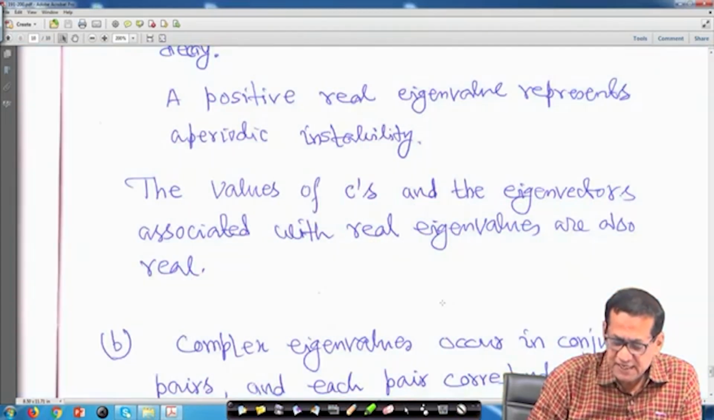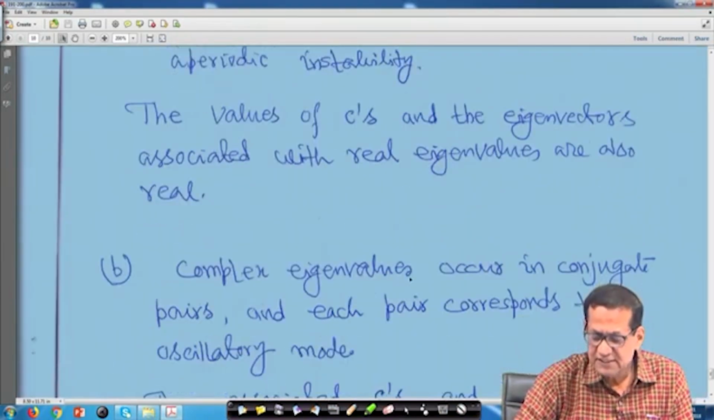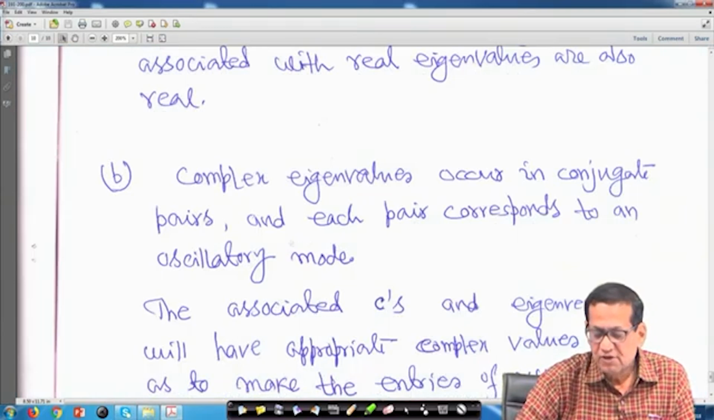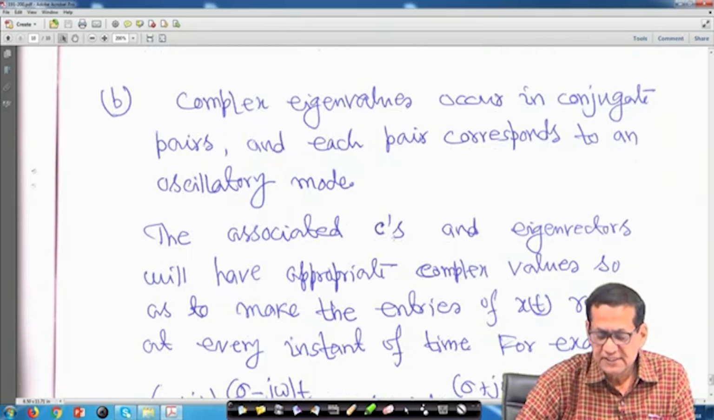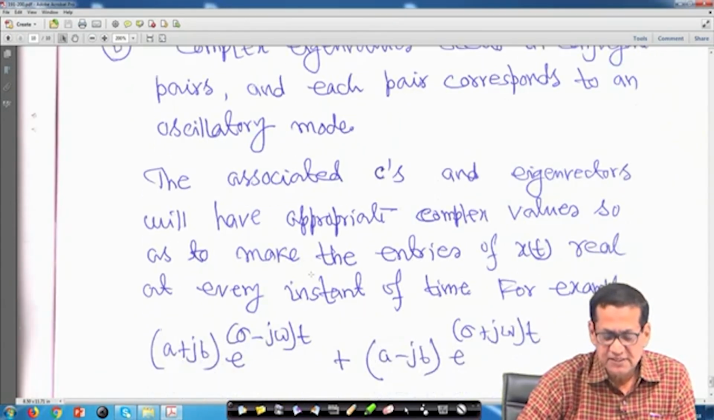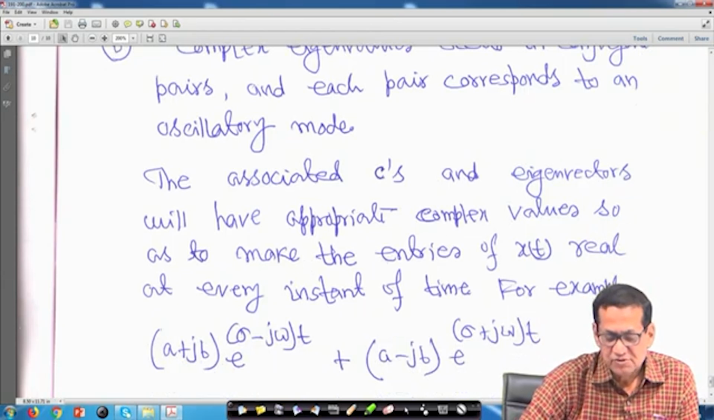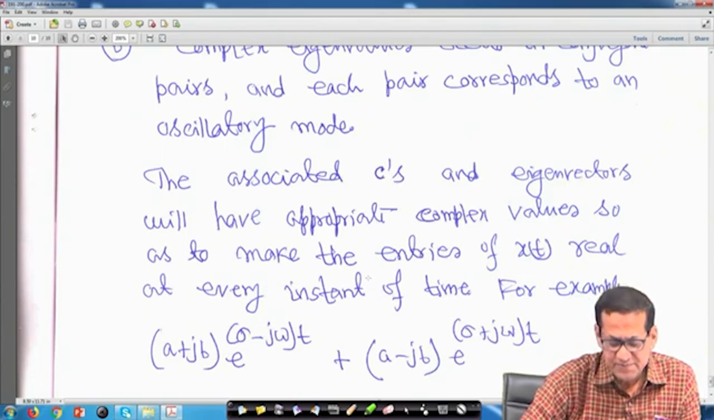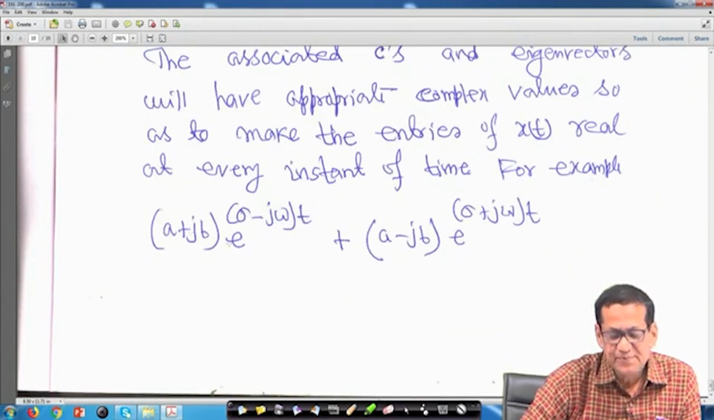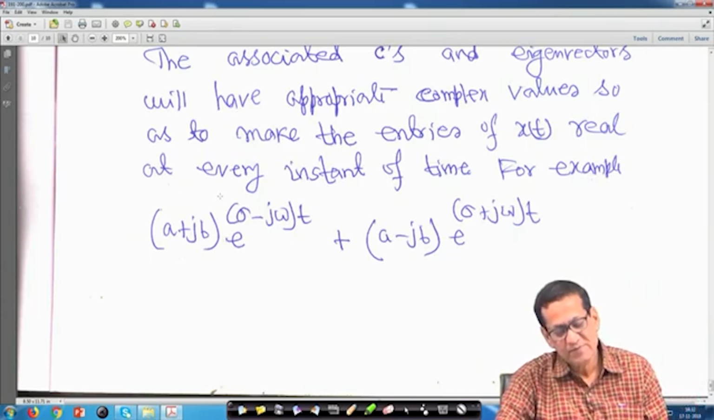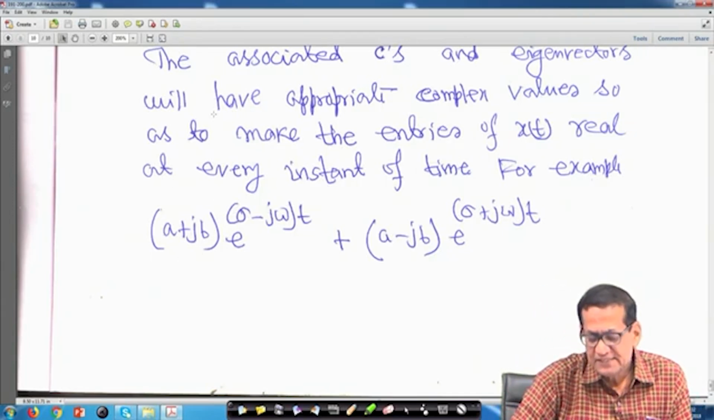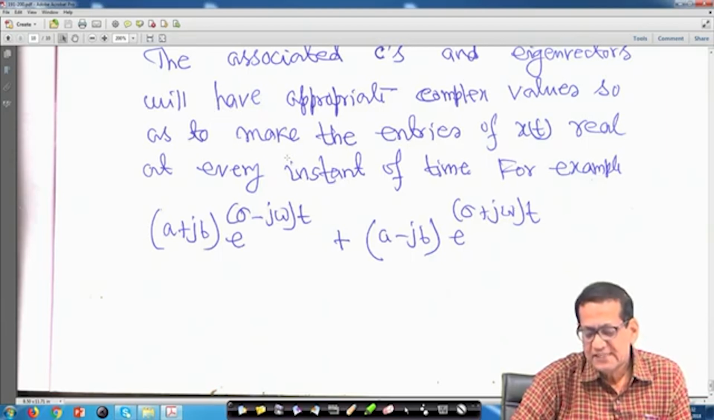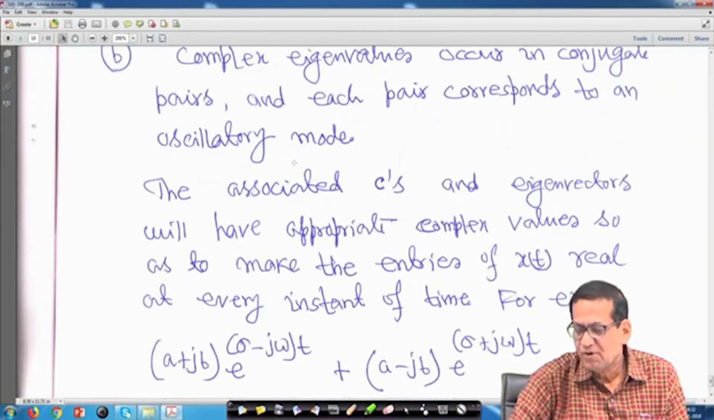Now, the complex eigenvalues occur in conjugate pairs, and each pair corresponds to an oscillatory mode. The associated C values and eigenvectors will have appropriate complex values, so as to make the entries of x(t) real at every instant of time. For example, it will be something like this: (a plus j b) e to the power (sigma minus j omega) t plus (a minus j b) e to the power (sigma plus j omega) t. So, it will come in this form.